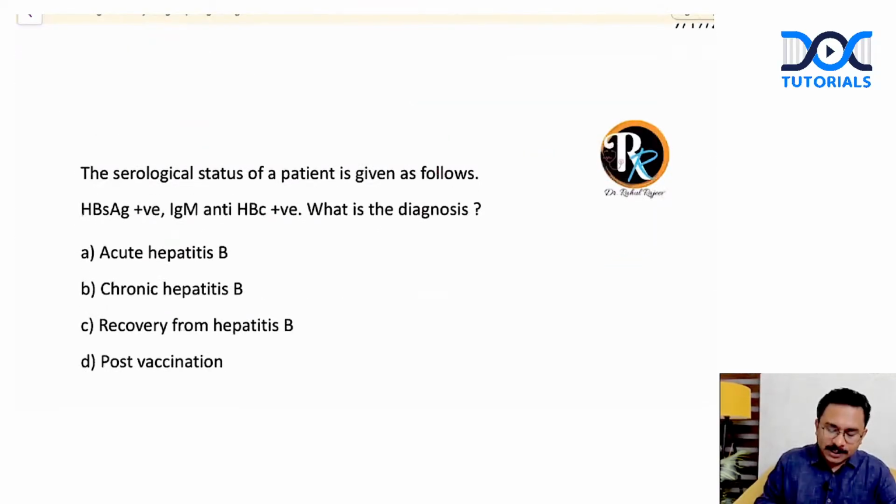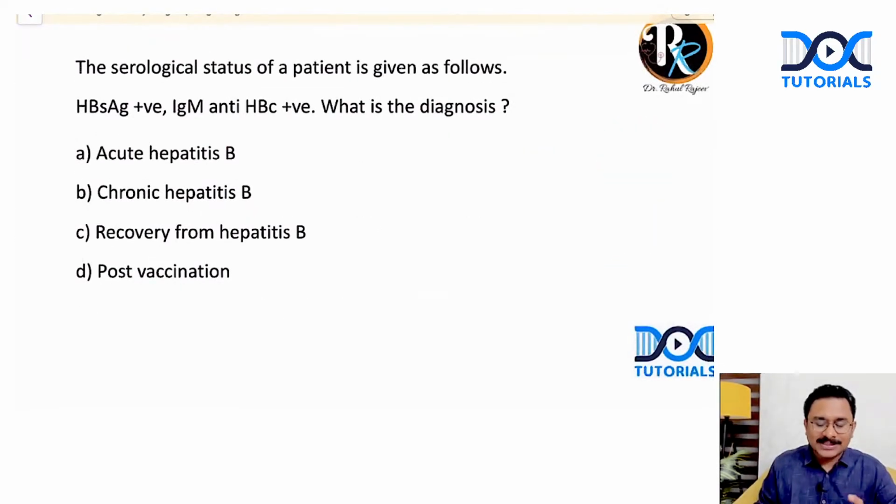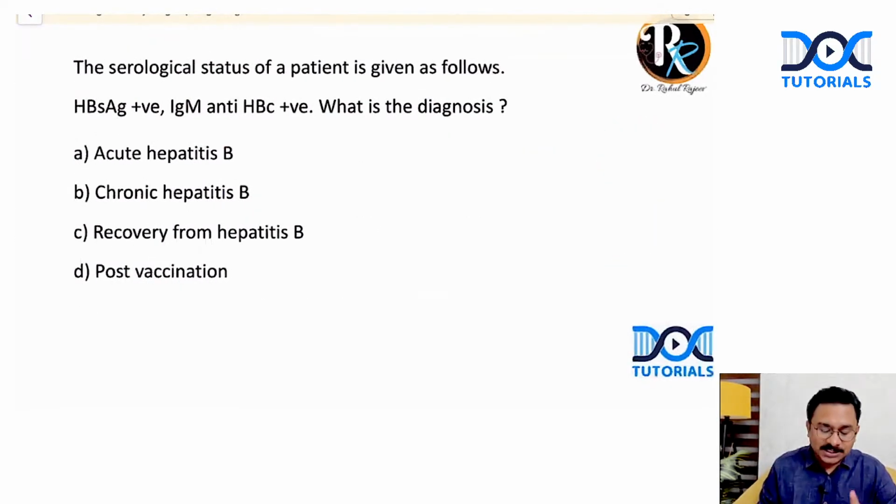Okay, right. Next question, the serological status of the patient is as follows. HBsAg positive, so there is hepatitis B. IgM anti-HBC positive, what is the diagnosis? What do you think? Is it acute hepatitis B or chronic hepatitis B? Or is it recovery? Recovery means HBsAg would be negative, so I'm eliminating this option. HBsAg is positive. Vaccination means, again, HBsAg will not be positive.